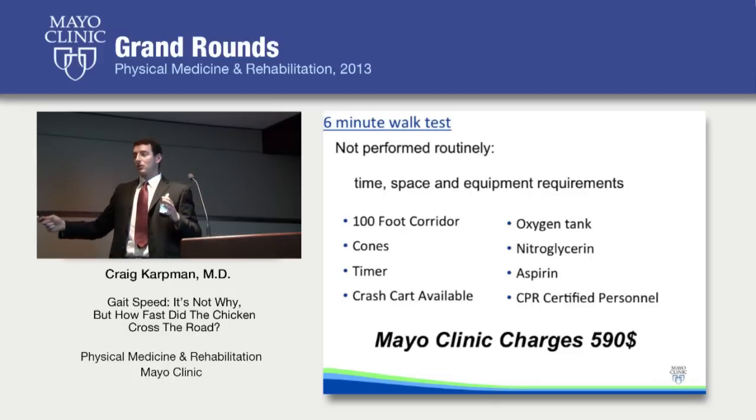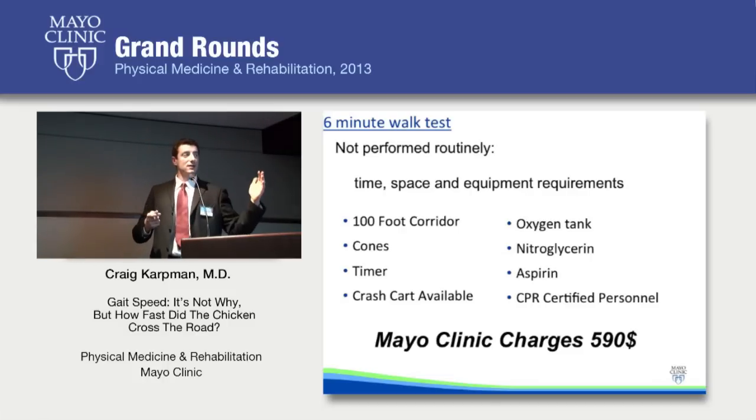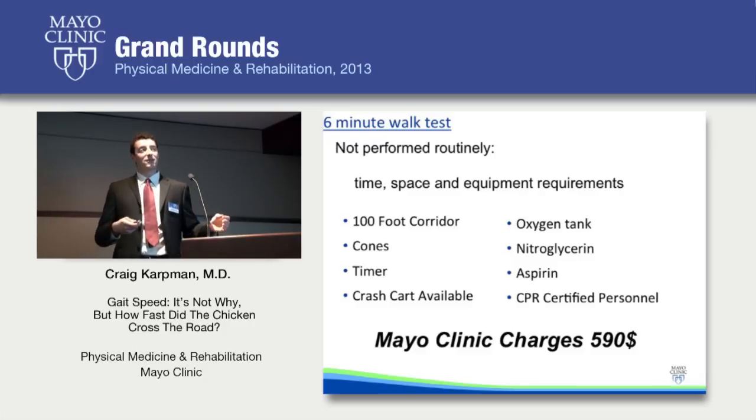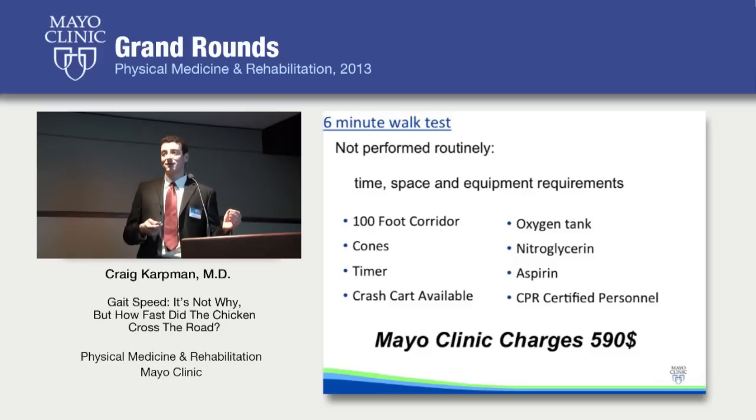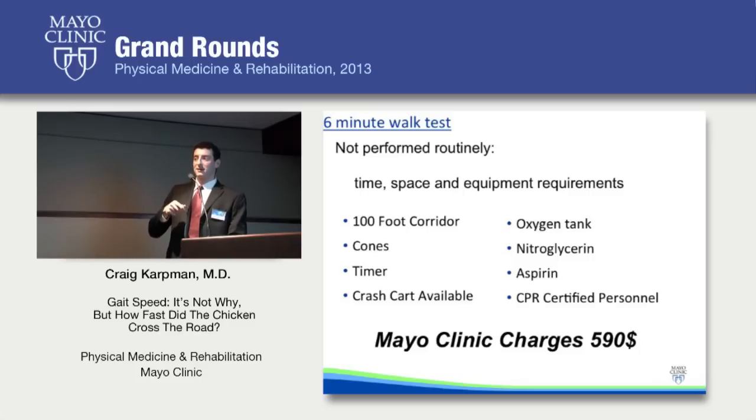You do need a very large corridor. You need to have the cones, timer. You are stressing somebody with expected cardiopulmonary disease, and so you need to be ready for the badness that will come with that. So crash cart, oxygen tank. You need to have a CPR certified personnel, and so all these are requirements from the American Thoracic Society guidelines on performing a 6-minute walk from 2002. So really, you need to have a fair bit of setup to have this happen.